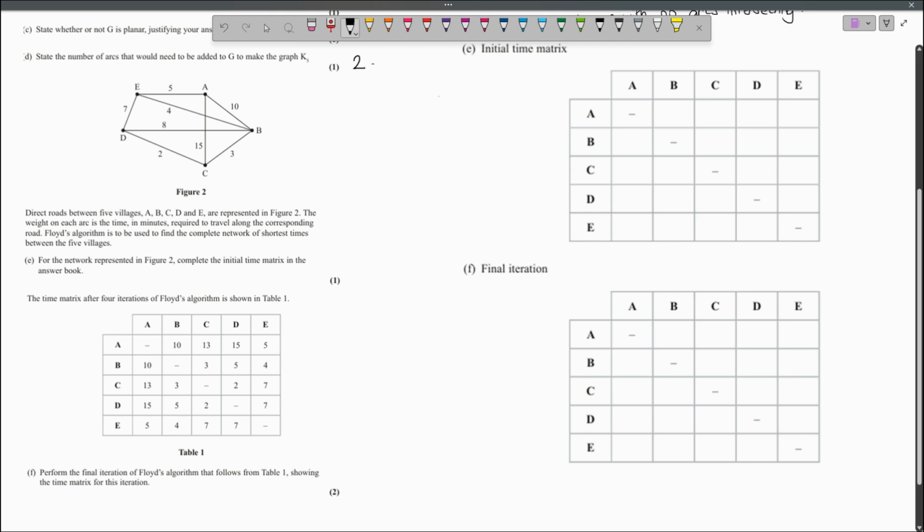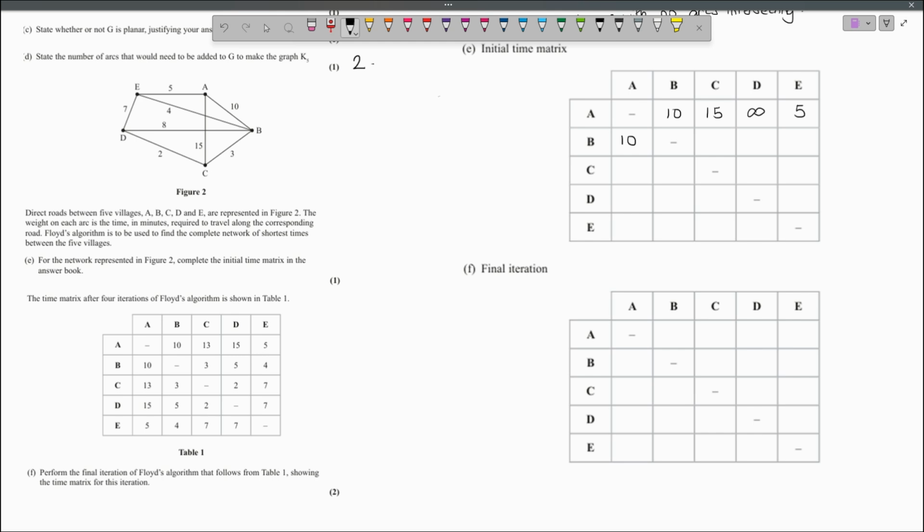So AB is 10, and so is BA. And actually, a really good skill is to be able to identify that this isn't a directed graph. So our initial time matrix should be symmetrical down the leading diagonal. So we actually only have to fill in half of it and then reflect it. A to C has length 15. A and D are not connected, so I'm going to write infinity. And finally, A and E have distance 5.